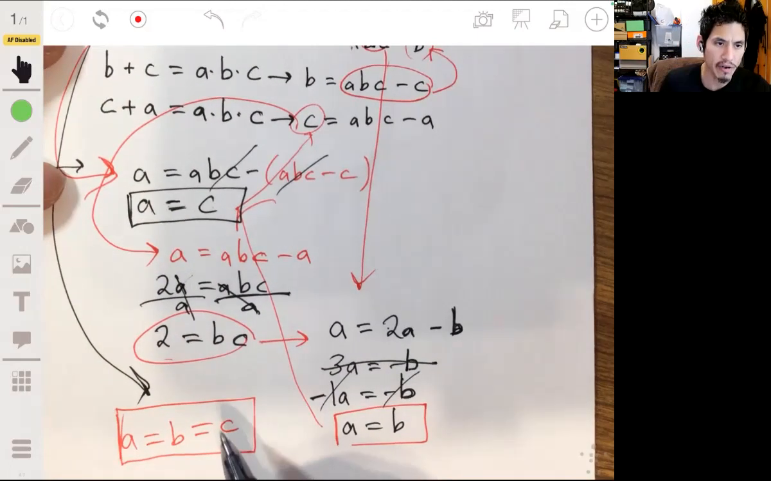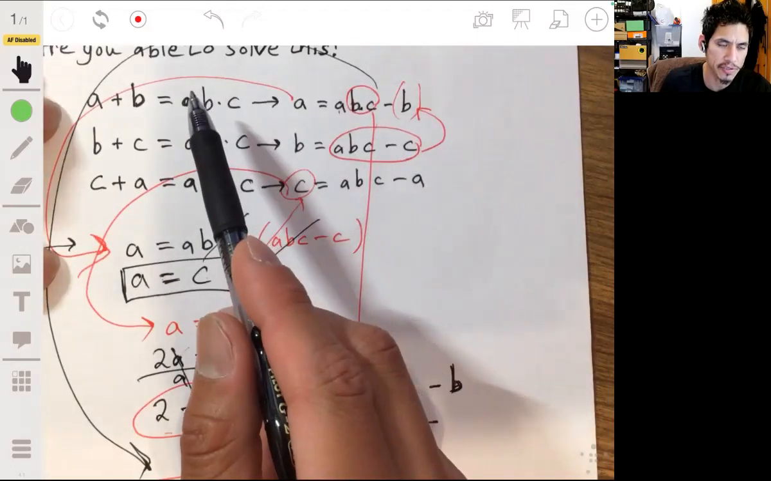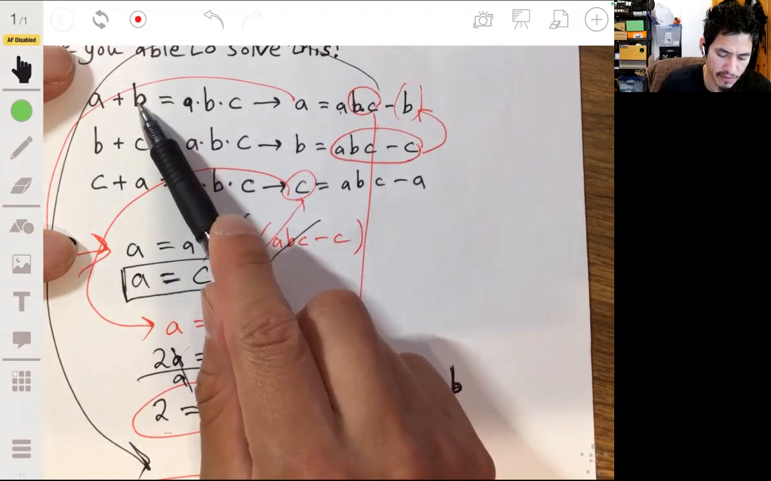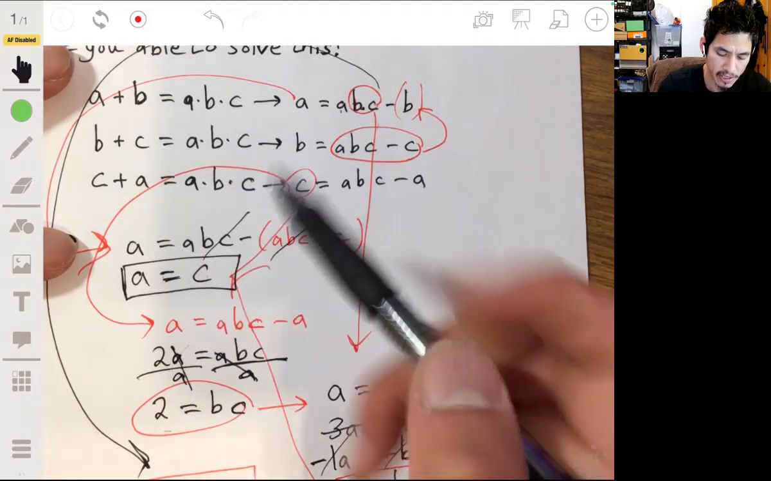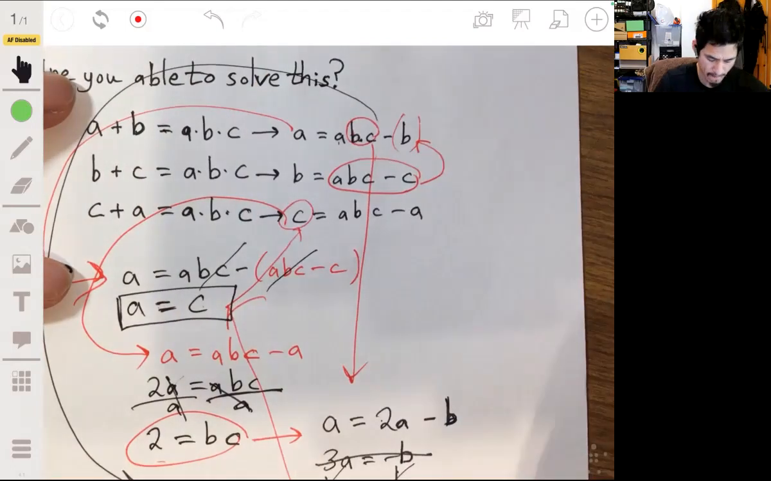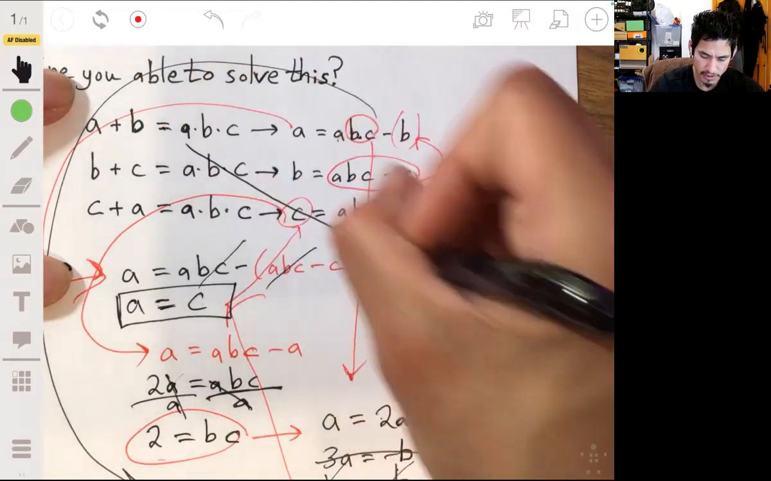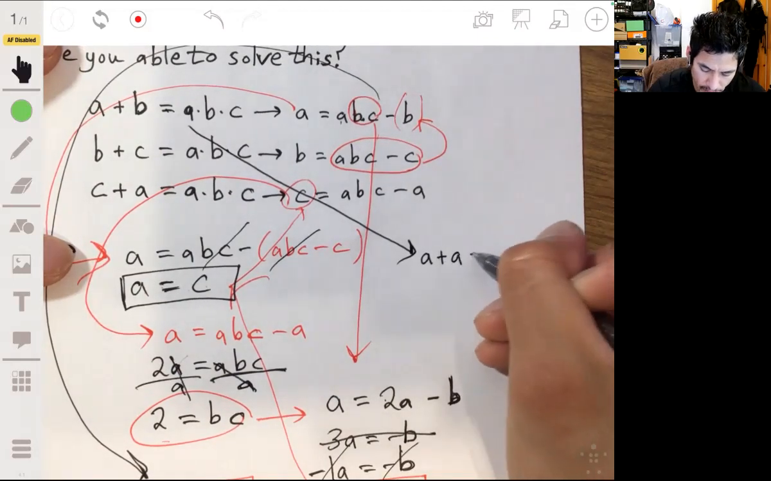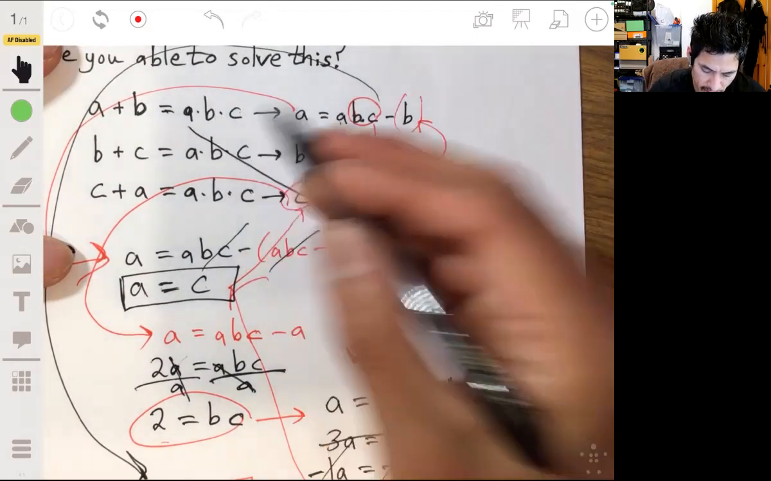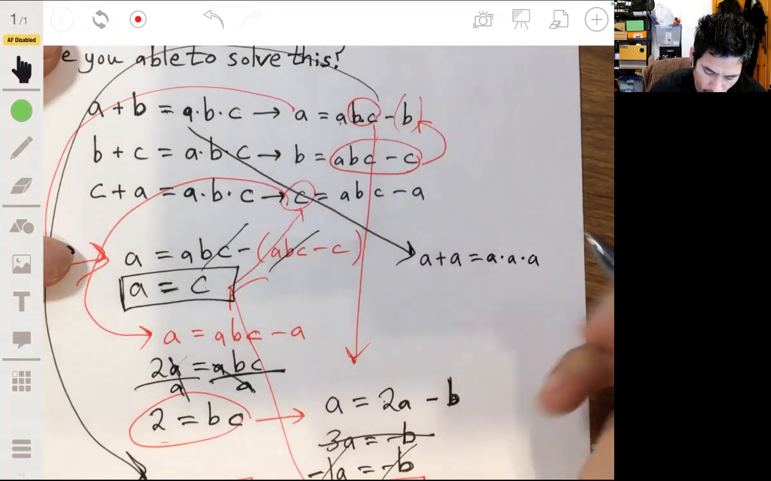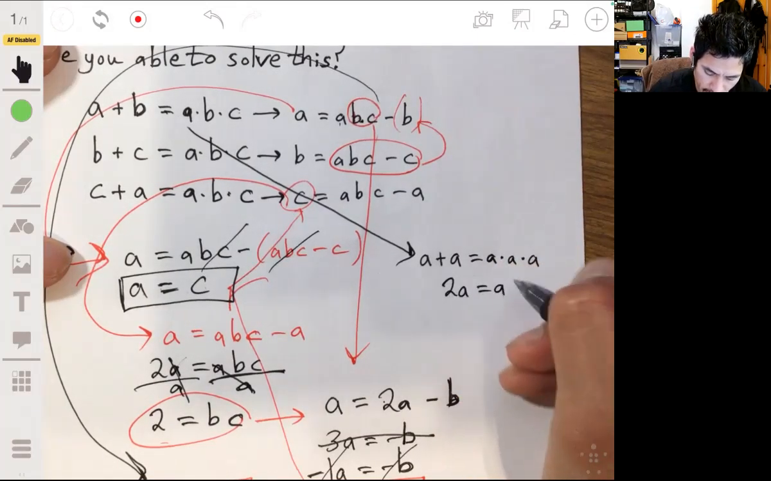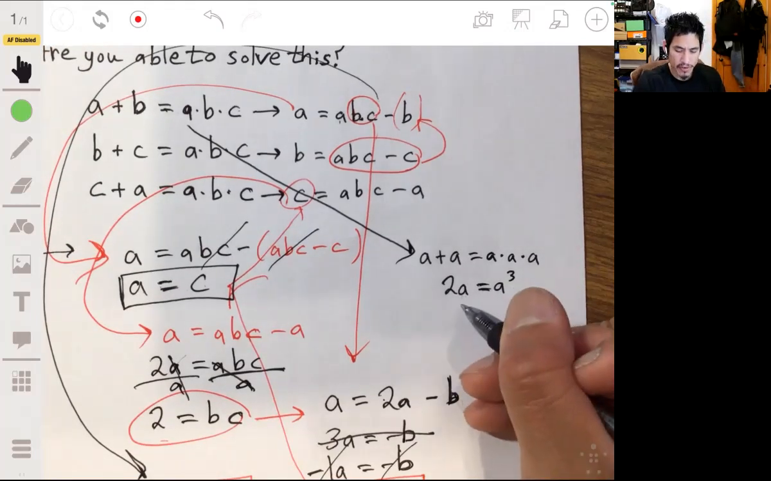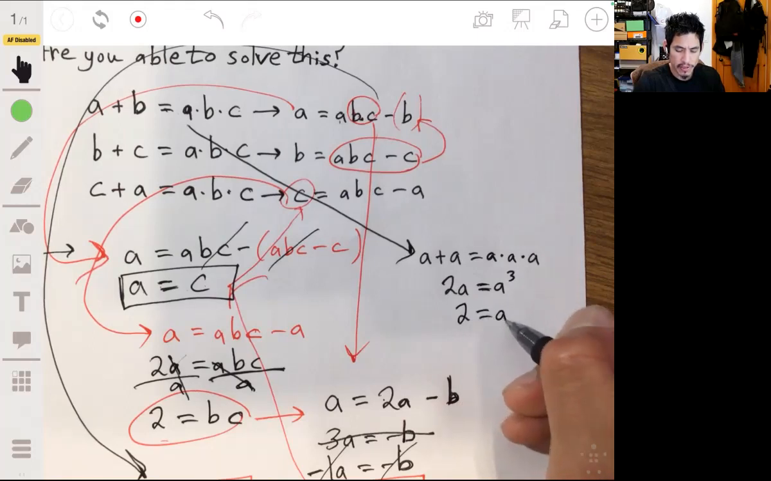So going from here now, it doesn't matter what variable we use to solve any of these equations. So let's just go with A. So we're going to replace everything with A where there's non-A. So using this first equation again, let's go over here so we can see it all together. We'll get A plus A equals A times A times A, or 2A equals A cubed. And solving this for A, we'll get 2 is equal to A squared.